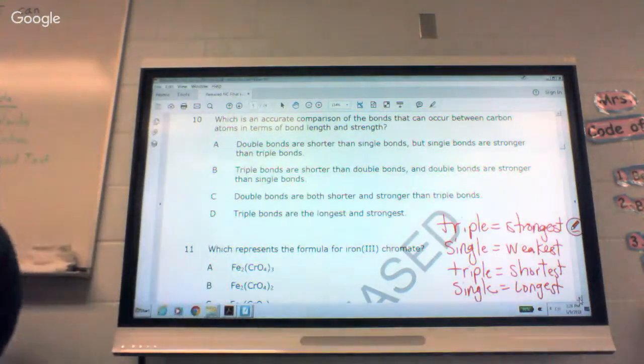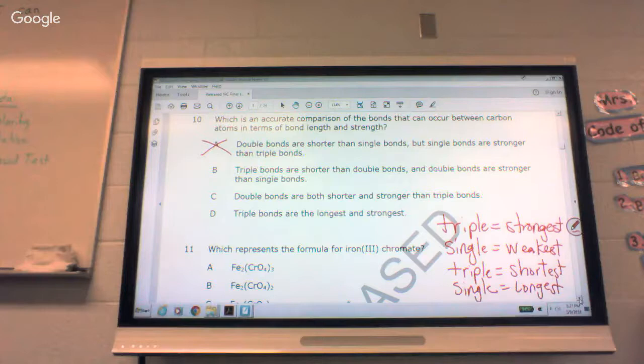So, reading those answer choices now. Based on what you just said, we need to find the one that is correct, okay? Which is an accurate comparison of the bonds that can occur between carbon atoms in terms of bond length and strength. All right, double bonds are shorter than single bonds. Are double bonds shorter? Yes, double bonds are shorter, because we said single bonds are the longest. But single bonds are stronger than triple bonds. Are single bonds stronger? No, that's out.